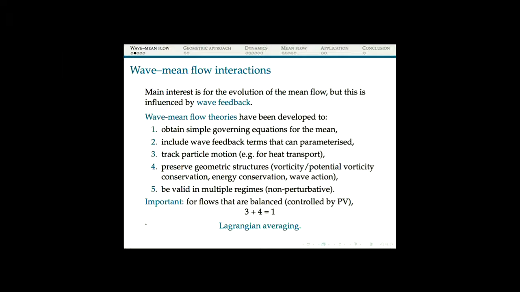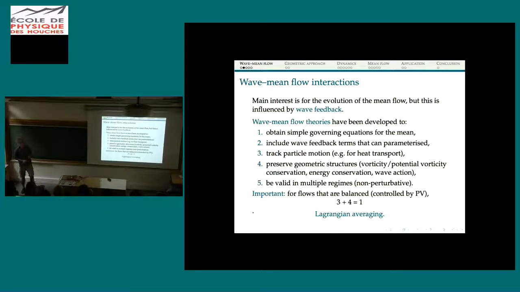So what this has led to is various people trying to develop theories to separate mean flows and waves or perturbations. And of course, the interest is when the waves exert some sort of feedback on the flow. So you want to be able to quantify that. So there's a family of wave mean flow theories which have been developed, and I've tried to list here what is desirable for such theories. So the first is that we would like to get some sort of reasonably simple equation for the mean flow. And we've seen that in the thickness averaged equations, for instance, where the aim was to get something reasonably good looking.